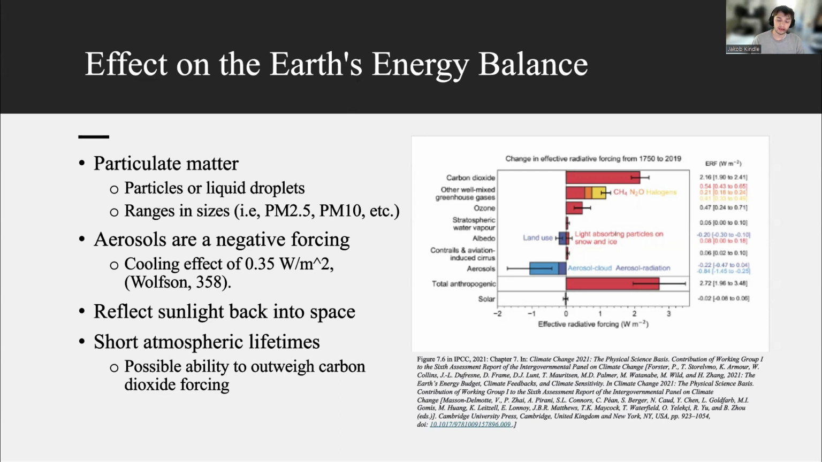Now, there have been theories or ideas that aerosols can be used to offset the carbon dioxide forcing effects. However, this just isn't necessarily feasible as the cooling effect of aerosols is really small. And also the fact that aerosols have short atmospheric lifetimes, meaning that they will eventually fall back to Earth due to their settling times unless they are redistributed back into the atmosphere.